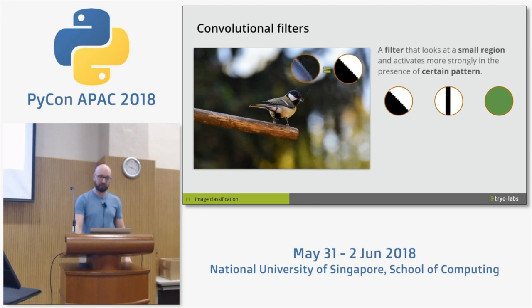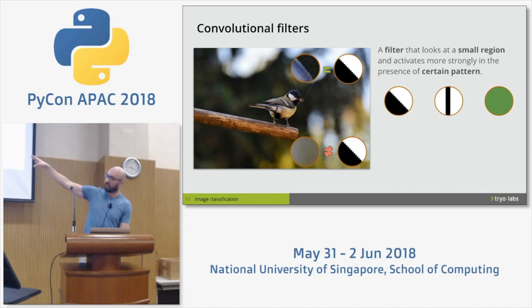So for example here, if I look at the beak of the bird, and I zoom in enough, I can see that it looks like a diagonal line. So this filter would be strongly activated in that particular region. However, if I take the same filter and zoom in on this other area, then this filter wouldn't activate as strongly. So it lets you summarize the information of this particular small region of the image.